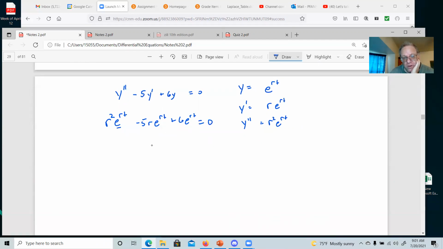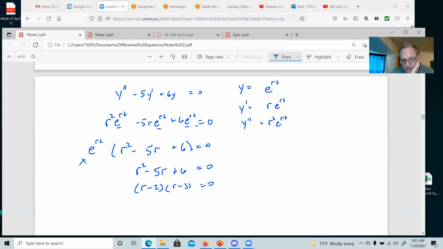equals 0. Okay. Now e to the rt is not a constant, but it's a recurring term, right? It's common to all of what we have here. So this is e to the rt, r squared minus 5r plus 6 is equal to 0. This piece here, this is never equal to 0. Okay. So all we're going to do, right, e to the rt, no matter what r is, it's never going to be 0. So we're just left with solving this. This is r minus 2, r minus 3 is equal to 0. So r is equal to 2 or r is equal to 3.